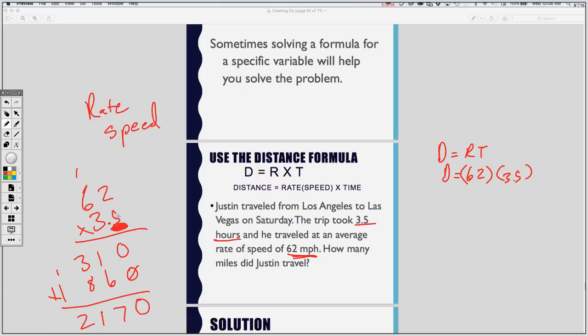What does that mean? 217 miles. Make sure to put the unit with it. The word next to the number is your unit. Okay, do not forget that. What's the word next to your number? Okay, what's the word next to the number? Unit. Oh, there we go.